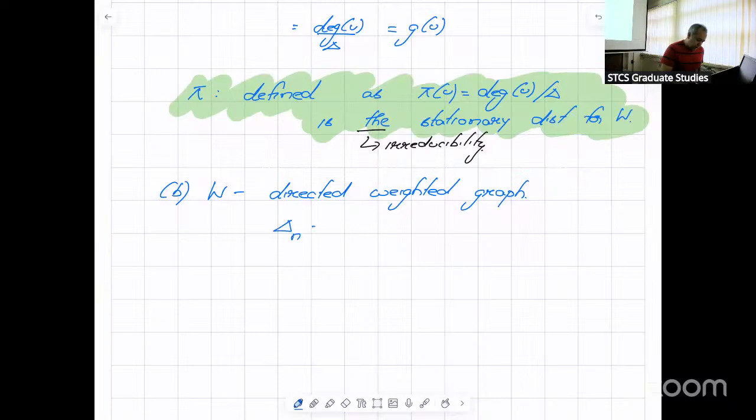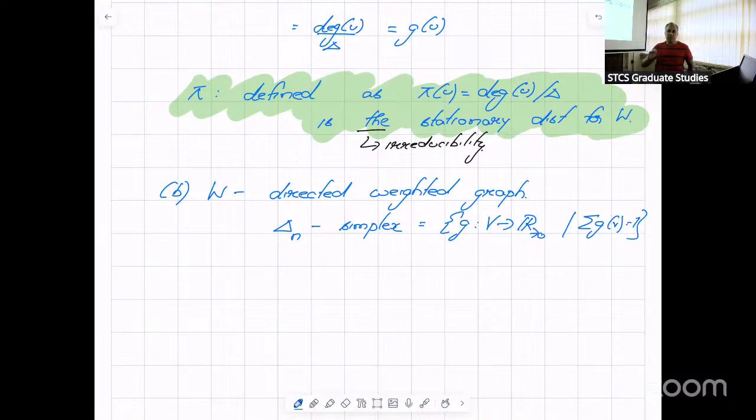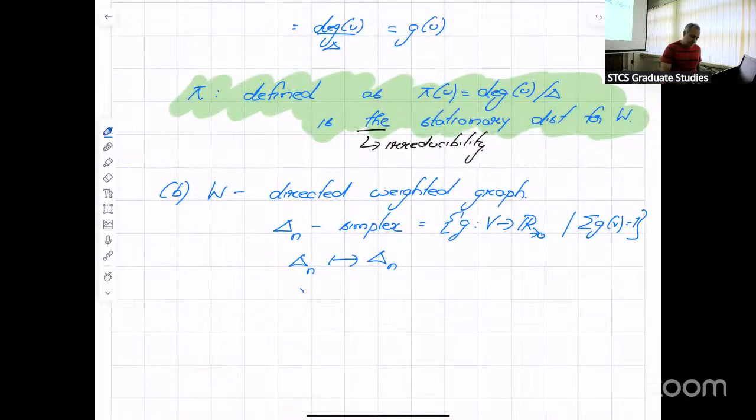Delta n, which is the simplex. What do I mean by this? It's the set of all functions g from V to R, greater than or equal to 0, such that the summation of g(v) is 1. It's all probability distributions on them. And we have a map from delta n to delta n, which is just g being mapped to W transpose g.